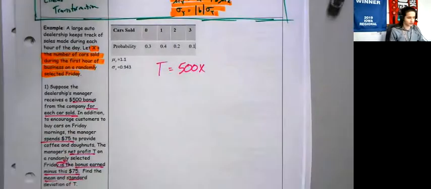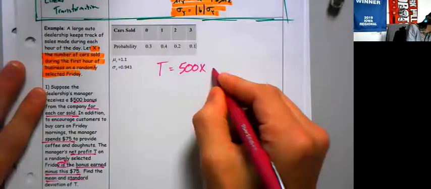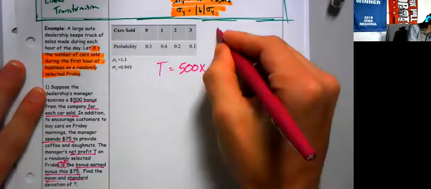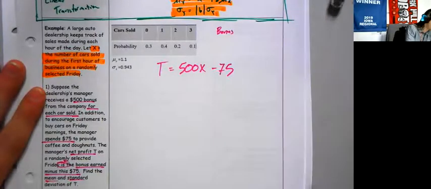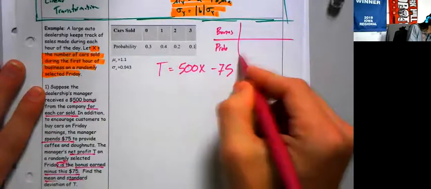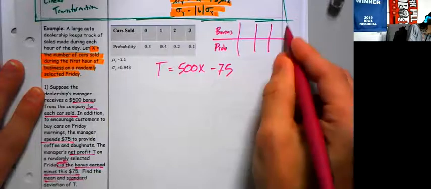And then what's he have to do? He has to spend some money on some donuts. If you wanted to, you could write a separate little distribution over to the side. Bonus and probability. Instead of cars sold and probability, think about this.